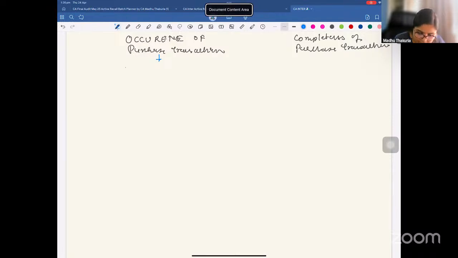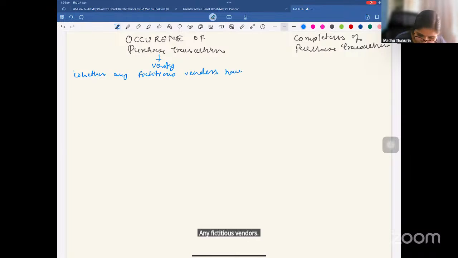In case of occurrence, verify whether any fictitious vendors have been included in... which master am I talking about here?